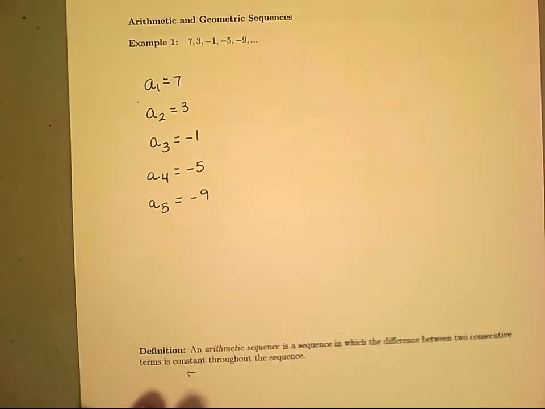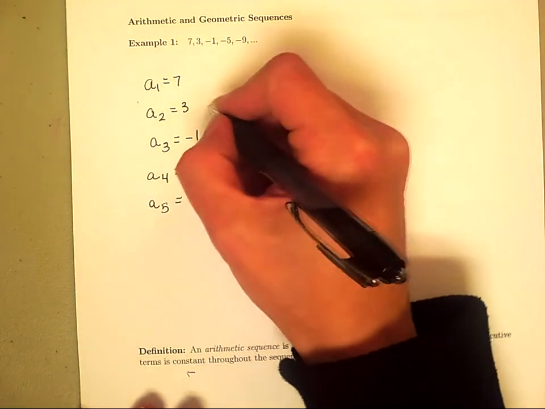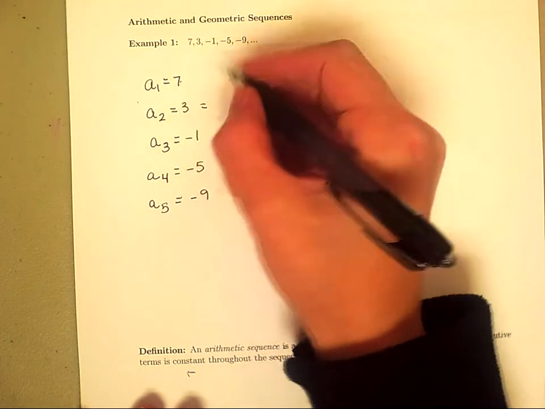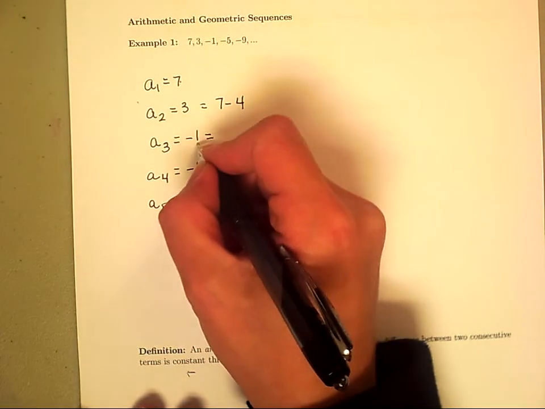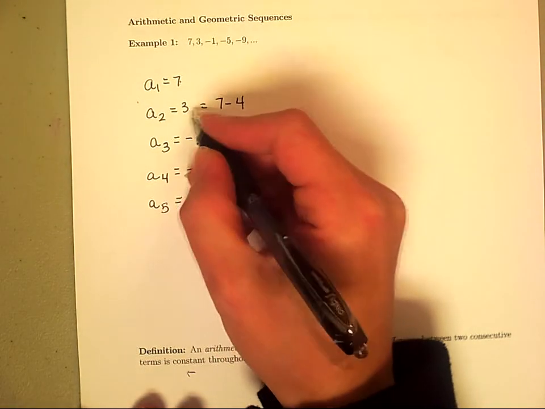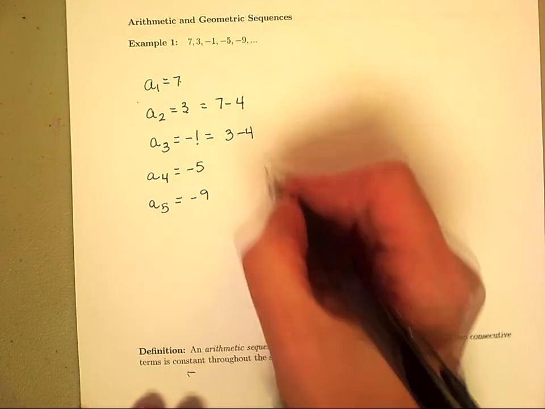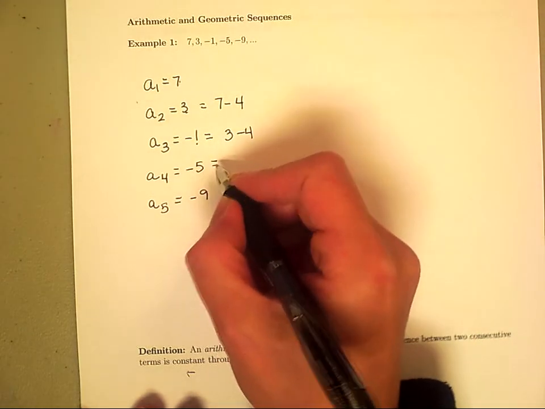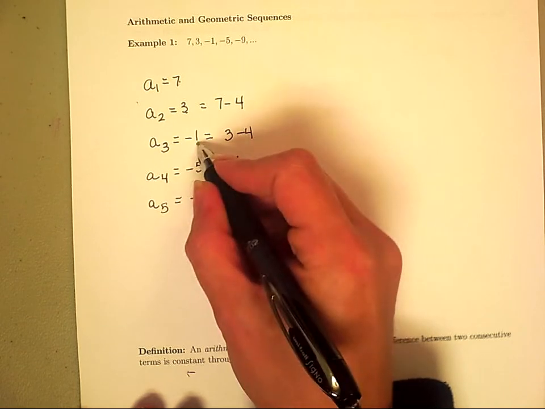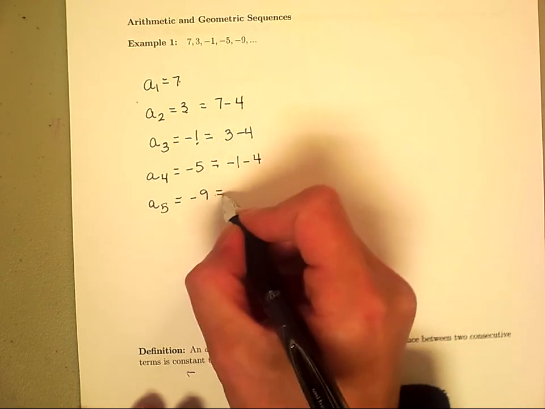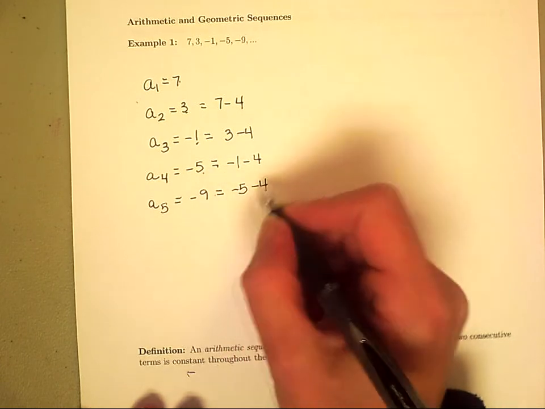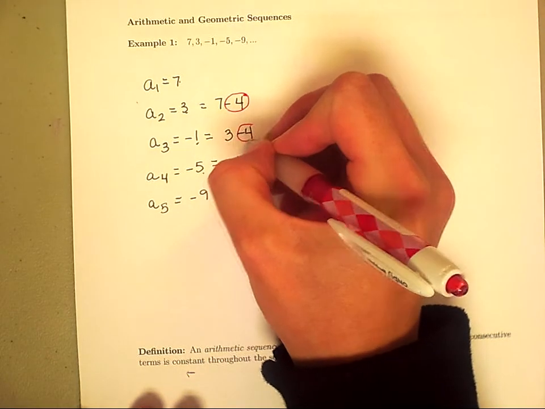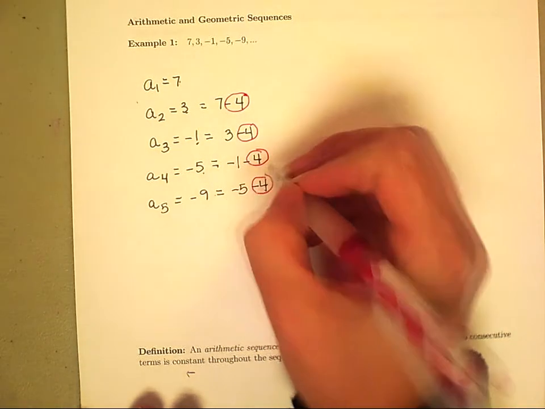The simplest thing for us to notice is that 3 is equal to the previous number minus 4. Now -1 is equal to 3, the previous term, minus 4 as well. Let's see if this continues. Is -5 equal to -1 minus 4? Sure it is. Is -9 the previous -5 minus 4? Yes. So what we see here that's common is that we're subtracting 4 from the previous one each time.